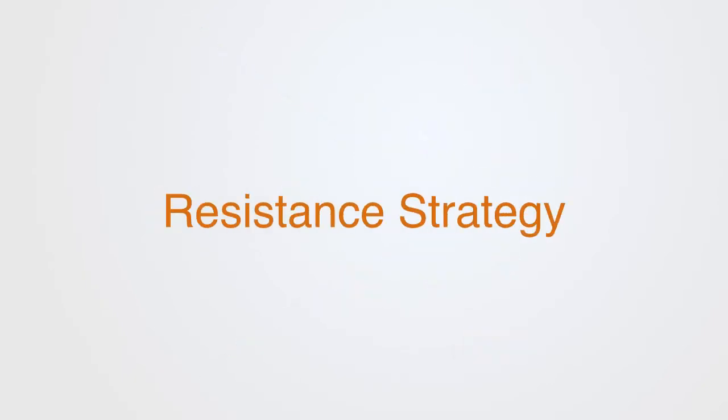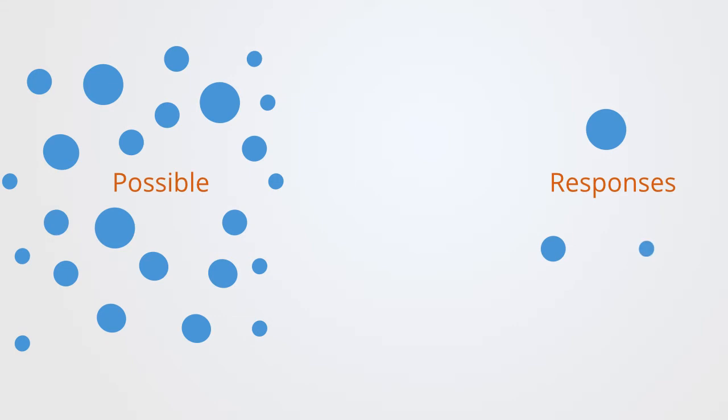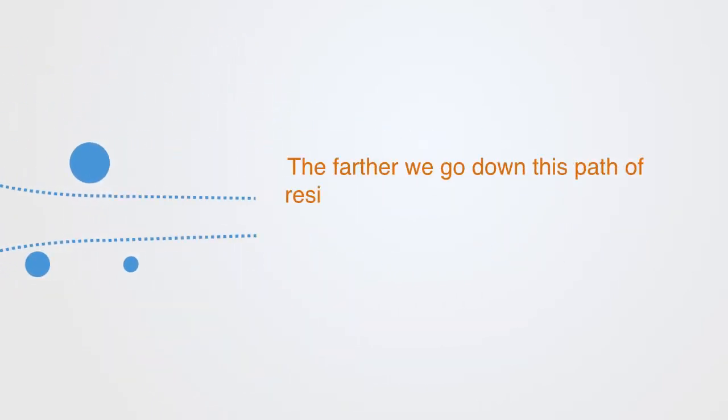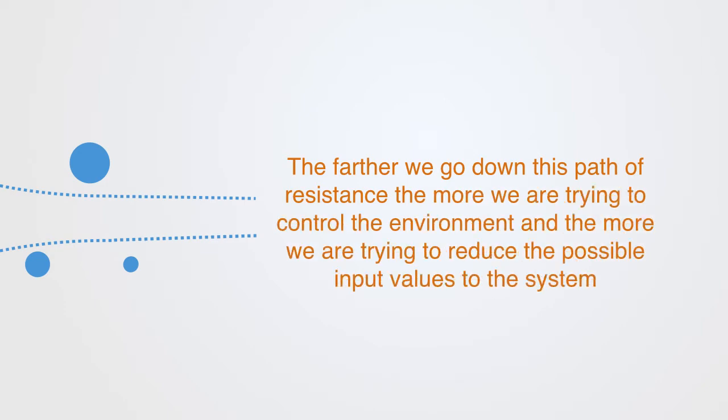Once the adaptive system has defined a boundary condition and become locked into that condition, we will get inertia, the resistance to change. Resistance as a strategy means the control system trying to limit the number of possible eventualities and maintain only a limited number of responses. In order to reduce the number of possible eventualities to some small subset that is conducive to the system, we have to try and control the environment. Further we go down this path of resistance, the more we're trying to control the environment, and the more we're trying to reduce the possible input values to the system.